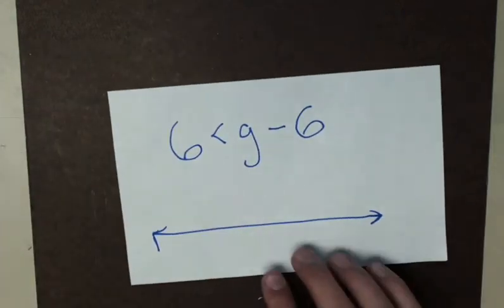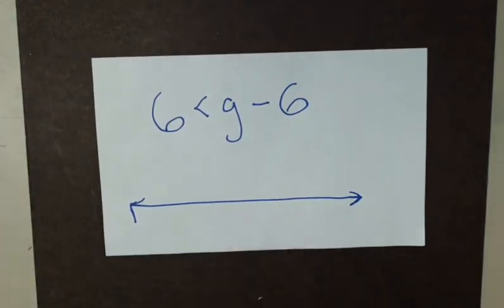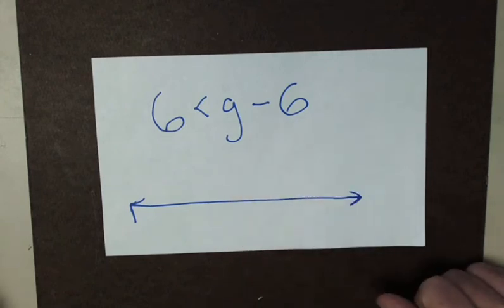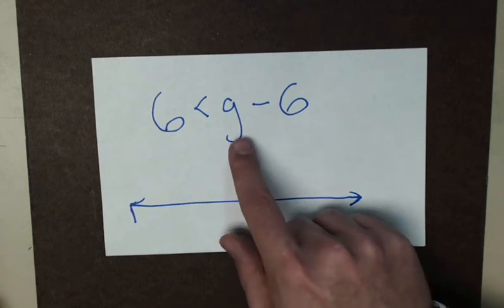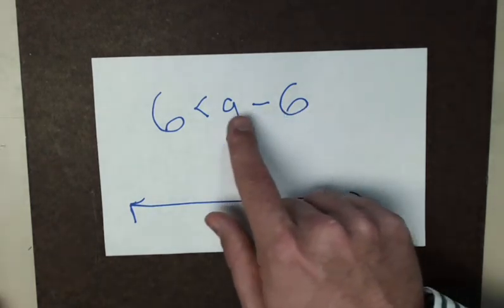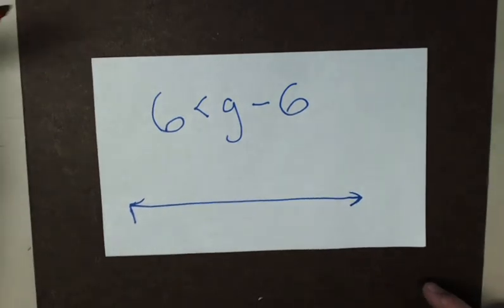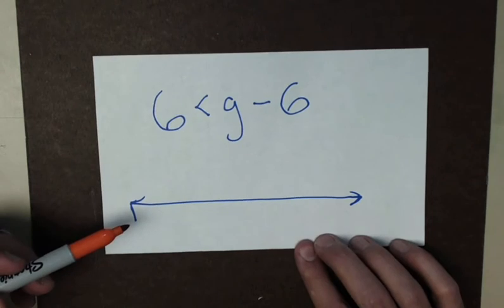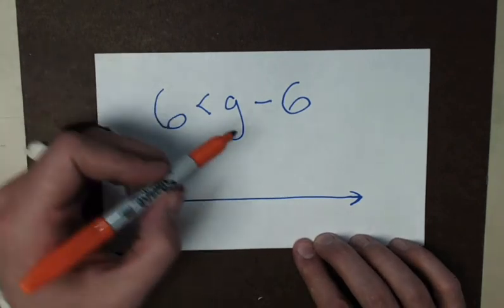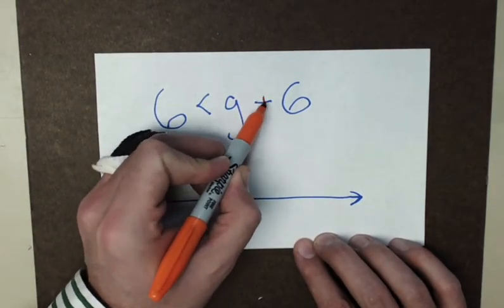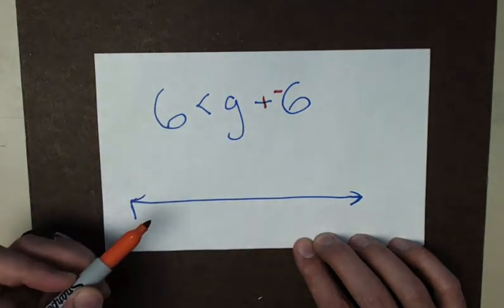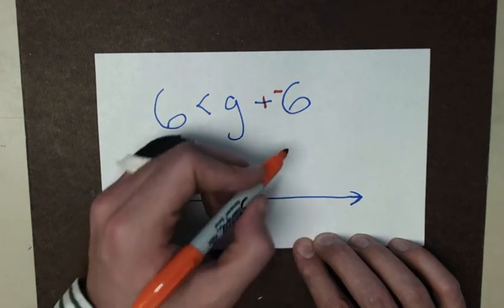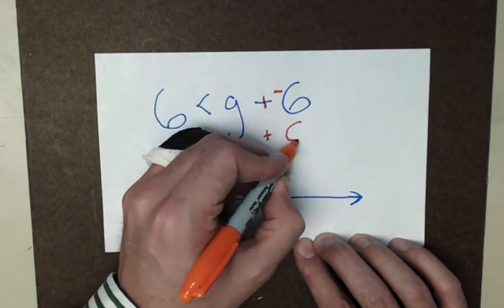Alright, and here is our last example. It's 6 is less than G minus 6. Okay, so actually if we look at it this way, it's G minus 6 is greater than 6. Alright, so we got the subtraction problems. The first thing we have to do is convert it to an addition problem. So I change it to an addition sign and change this to a negative 6. To isolate G, I am going to add the opposite of negative 6, which is just positive 6.